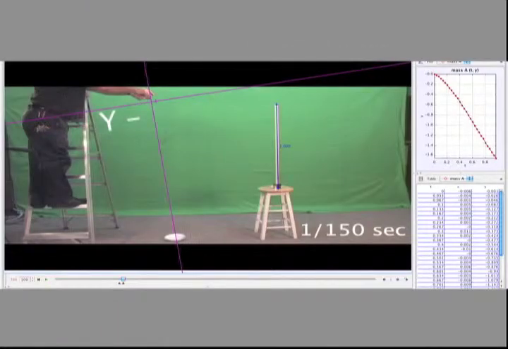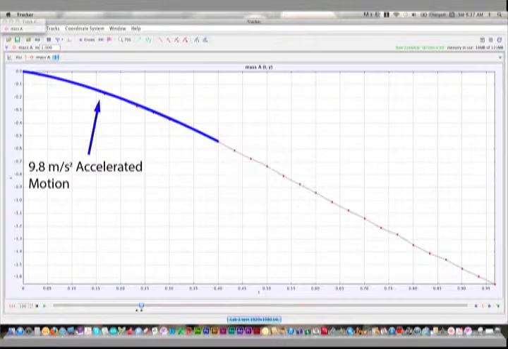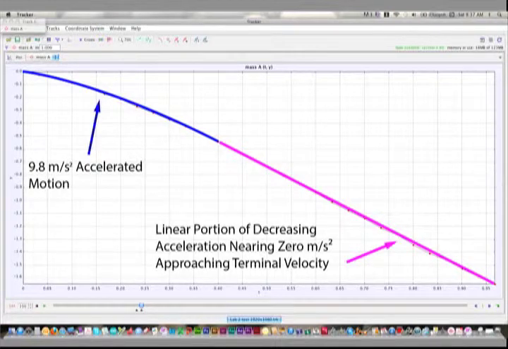When analyzing the motion with Tracker, this became apparent. You can see the curved part of the graph, which represents an accelerated motion. As the acceleration decreased, eventually nearing 0 meters per second squared, this was the point where the coffee filter neared terminal velocity and the force of gravity was equal to the drag force.